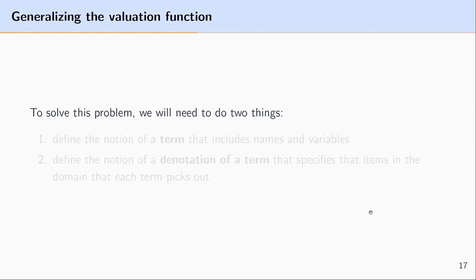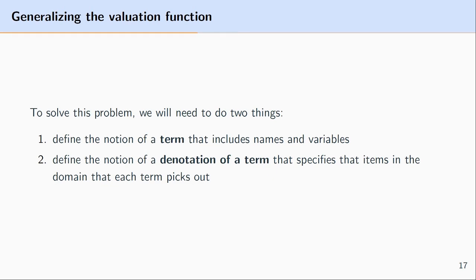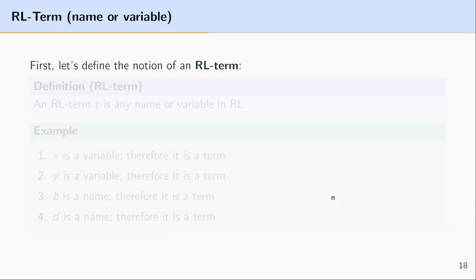So to solve this problem, we're going to need to do two things. The first is to define the notion of a term, and this notion of a term is just going to be a concept that includes both names and variables. And then we'll define the notion of a denotation of the term that specifies the items in the domain that the term picks out. This is pretty straightforward, but let's walk through it just so we're clear about it. So first, just the definition of a term.